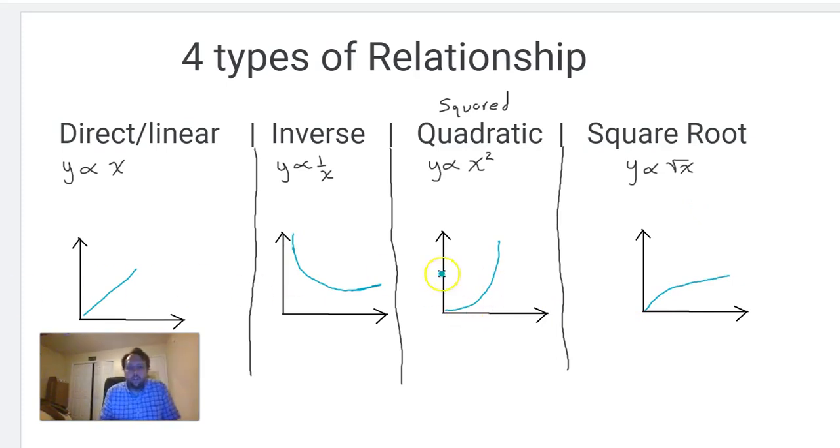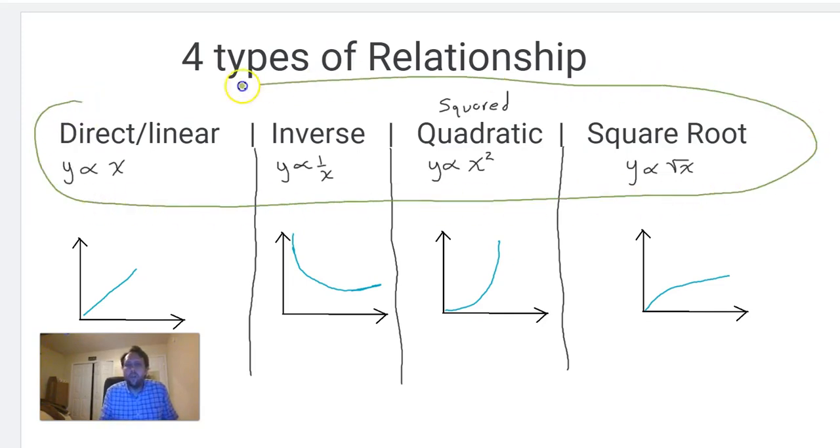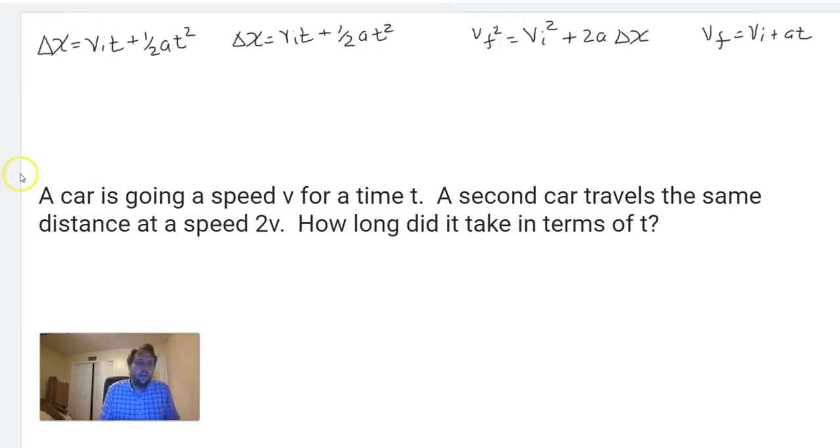We are not going to focus on the graphs in this video. They are important. We will deal with the graphs quite a bit. But in this video, we are going to focus on the mathematical relationship up here, just understanding what those mean and using them in formulas. So let's go ahead and review our formulas. We have four of them.